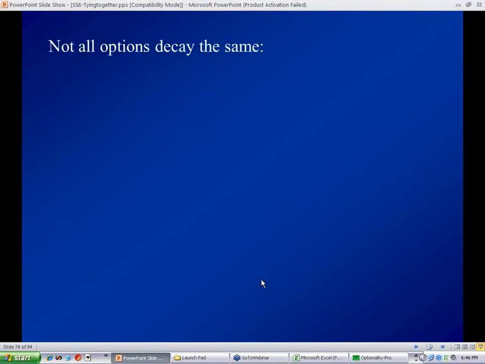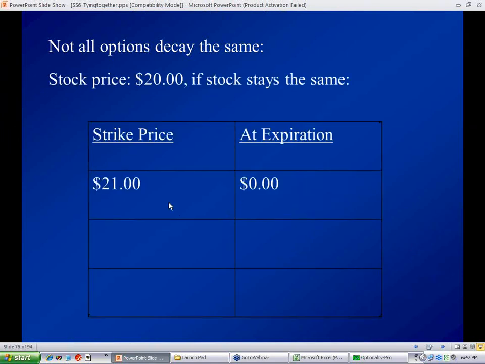But now, here's what's interesting. Not all options decay the same. And obviously that's because of the strike prices. Here's a really simple example. Let's say the stock price, not the strike price, the stock price is trading at $20. If the stock stays the same and you have an option with a $21 strike price, at expiration it is zero. That's right, it's worth zero.